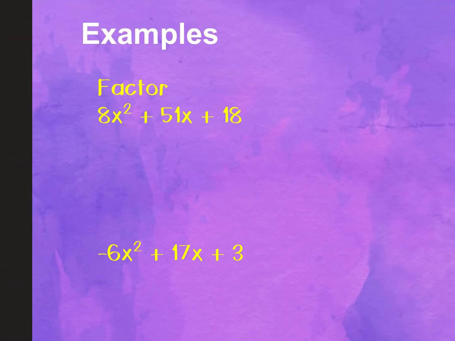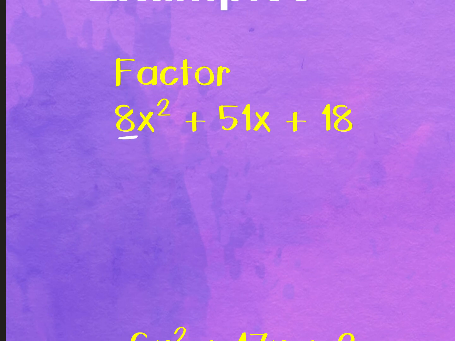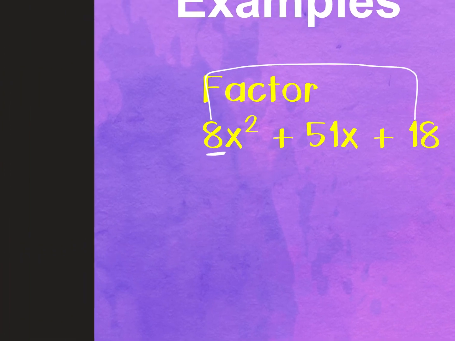All right. Let's look at the next one. Since I start with a number in front of the x squared, how do I have to factor this? Multiply the first times the last. So we have 8 times 18. What is it? 144. So we need two factors of 144 that add to 51.